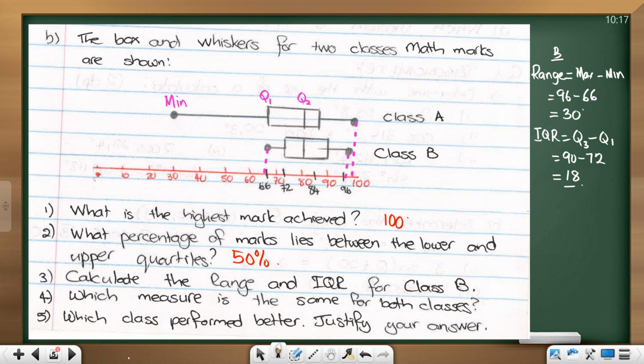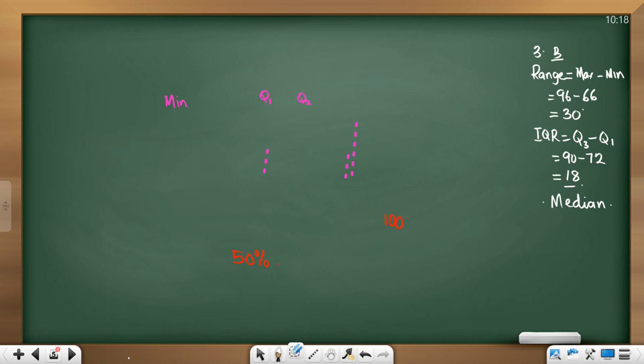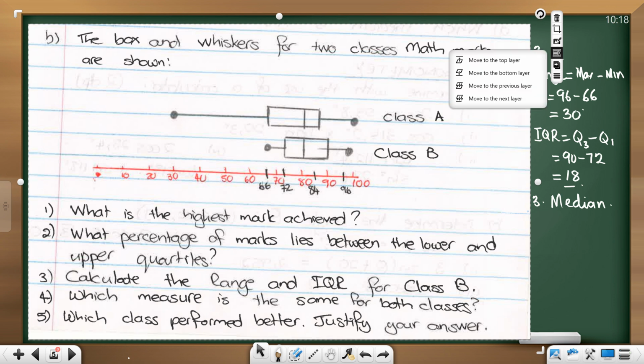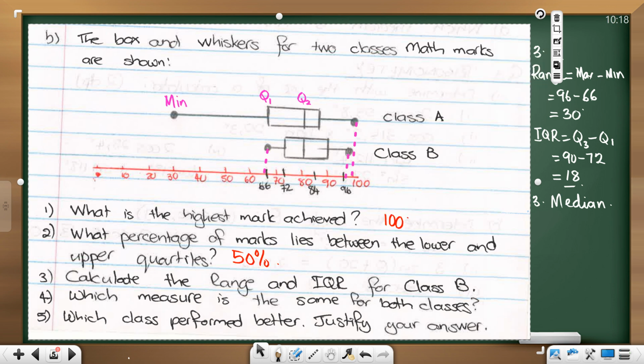Which measure is the same for both classes? Q2, which is known as what? Median. Number 4. Oh, no, we just did, right? This is number 3. Did I just delete? Okay. Number 4. Done.